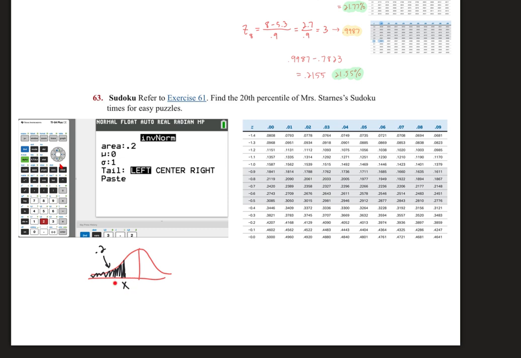That's the 20th percentile. 20% of the data is less than or equal to whatever value. So inverse norm finds this value. Think about normal CDF: you're given this value and you're finding the area. Inverse norm, you're given the area and you're finding the value that will give that area. Okay, so let's go back. So 0.2 is the area. Okay, so that's the z-score associated with that.